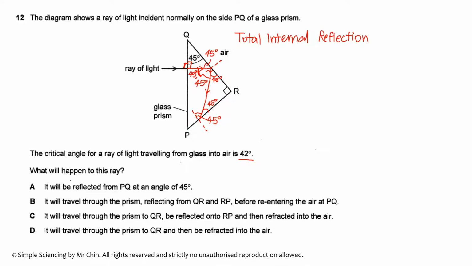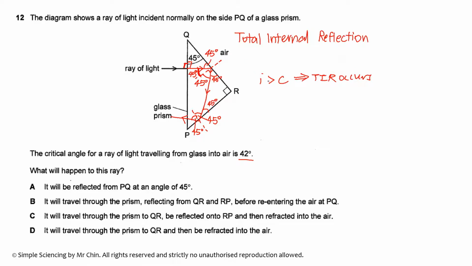So what will happen again to the light ray? Will it bounce back? The answer is yes, because 45 degrees is still greater than 42 degrees. It will bounce back. So here is about 45 degrees. When it bounces back out of the surface PQ, this is the path of light traveled. The key concept here is that when the incident angle is greater than the critical angle, TIR occurs.